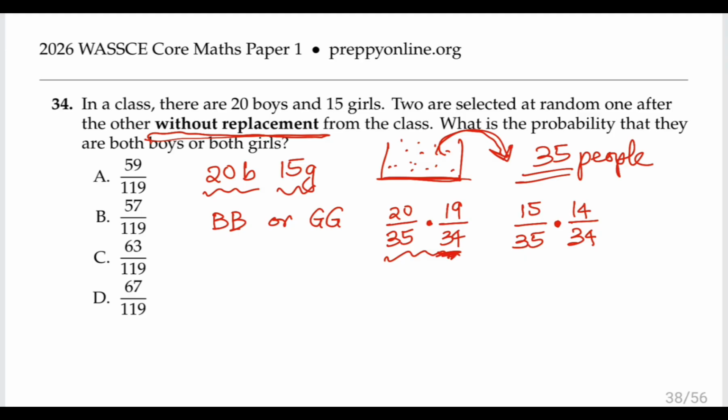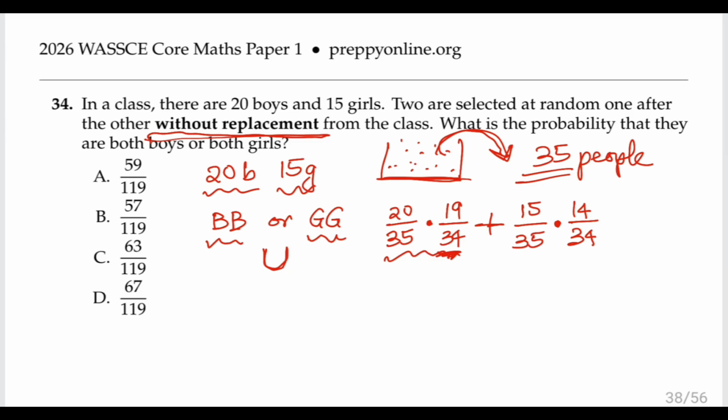Again, after selecting the first person, you no longer have 35 people. You have 34 people in the class, and out of that 34, 14 are girls. Now, we are being asked the probability that we get boy, boy, or girl, girl. And here we can add the two probabilities because these two events are mutually exclusive. If you have boy, boy, you cannot have girl, girl. And if you have girl, girl, you cannot have boy, boy. So there's no intersection between them. So if you want to find the probability of the union, that's what the OR means, the union of these two events, we just add the two probabilities.